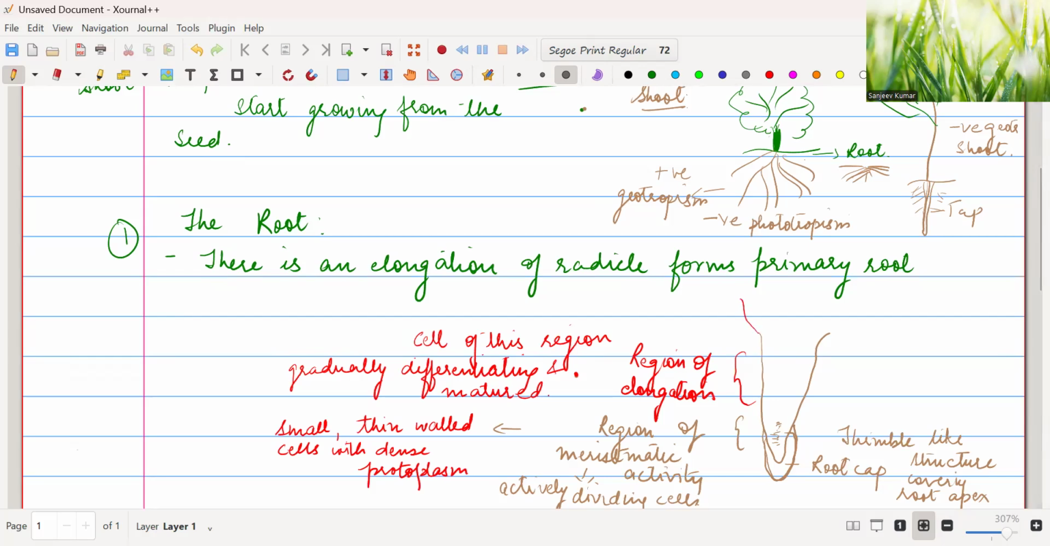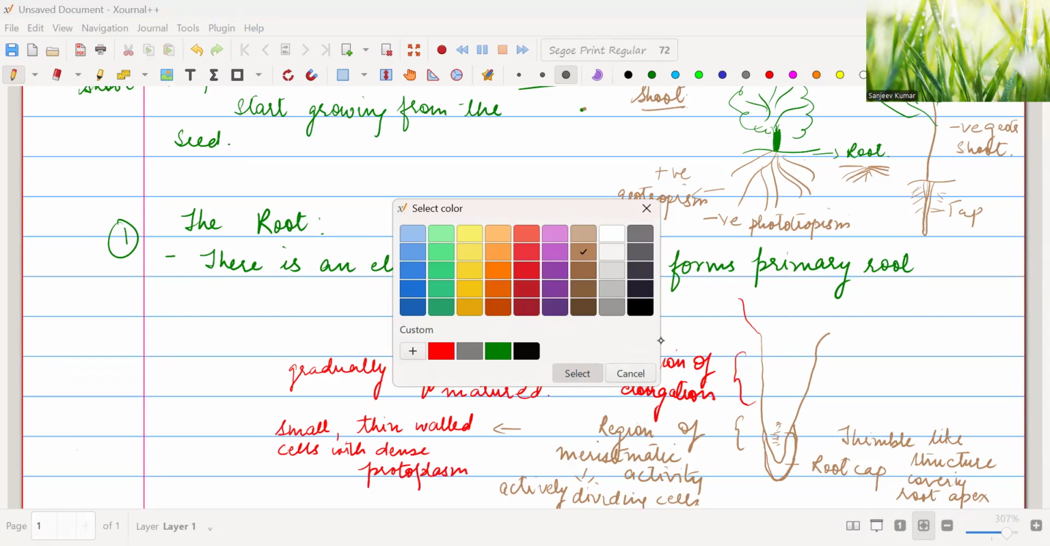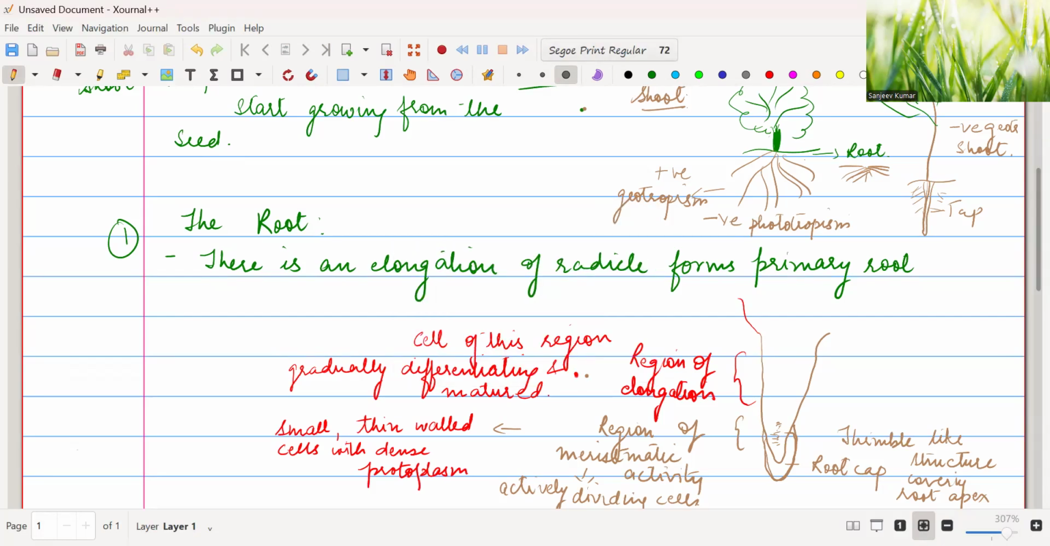Later on, after this region, comes a region which consists of various elongations, the root hairs. If it has root hairs, this region is called the region of maturation.